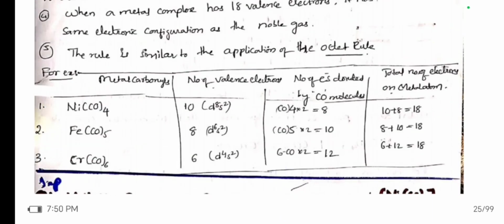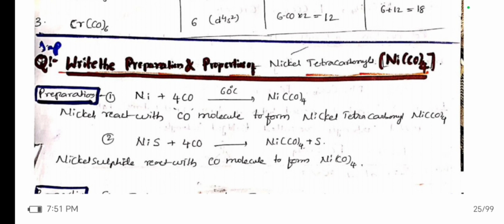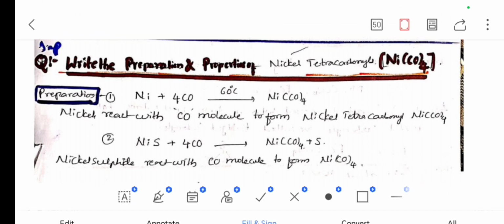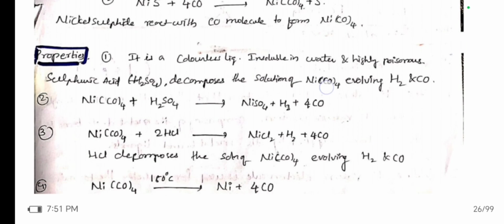Here are some examples: Ni(CO)4, Fe(CO)5, Cr(CO)6. These all have 18 valence electrons. In the valence shell, the number of electrons in the complex is 18. Next, remember the preparation and properties of nickel tetracarbonyl. Easy only. Preparation. Properties means just the opposite of that.